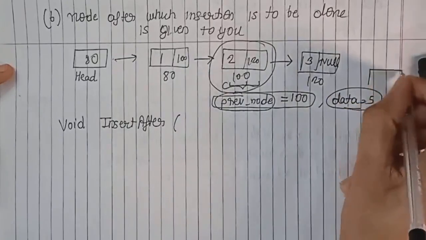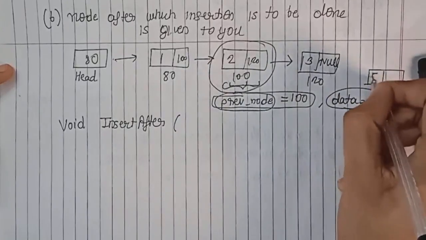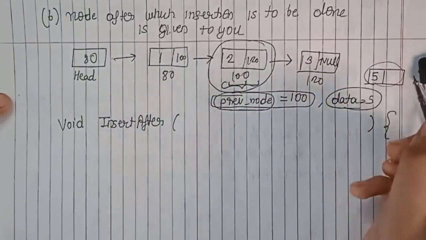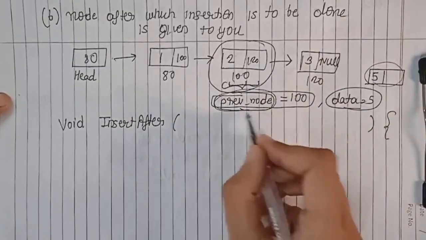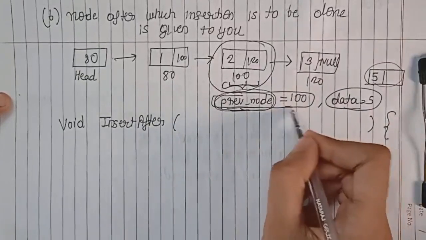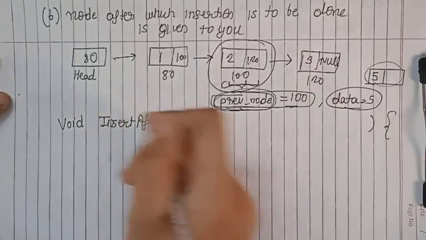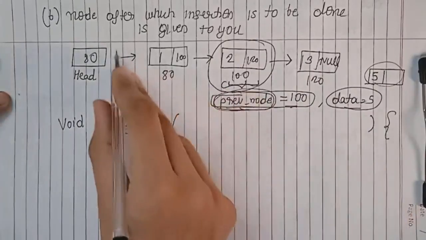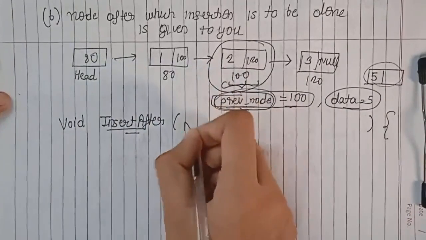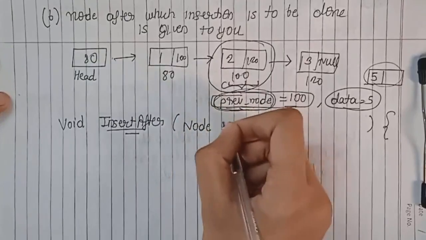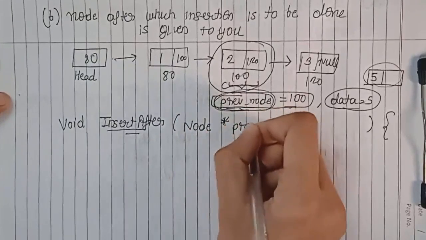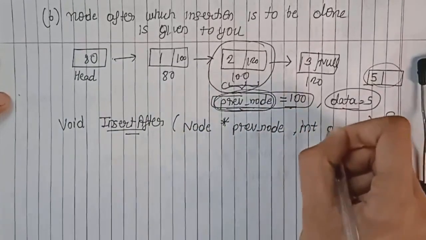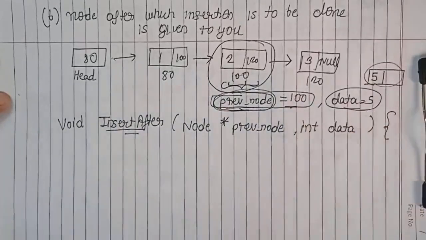So now you need to create a node with the data value 5, and you need to insert this node after the node whose address is previous node, which in this example is 100. So in this function whose name is insert after, we will be performing this task. So the parameters, the input to this function, will be the previous node and the data that needs to be inserted after this.